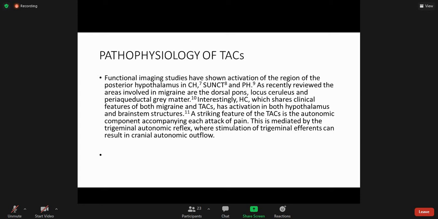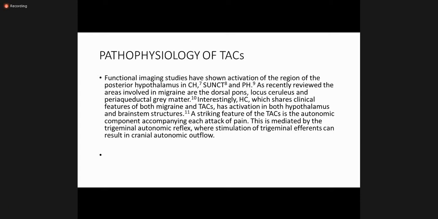Headache, that is CH, SUNCT, which is short-lasting unilateral neuralgiform headache, a cranial trigeminal neuralgia, and PH is paroxysmal hemicrania. We have recently reviewed that there is an area involved in migraine, the dorsal pons, locus coeruleus, and periaqueductal gray matter. Whereas in hemicrania continua, which shares the clinical features of both migraine and trigeminal autonomic cephalgias, there is an activation of both the hypothalamic structures and the brainstem structures in headaches.